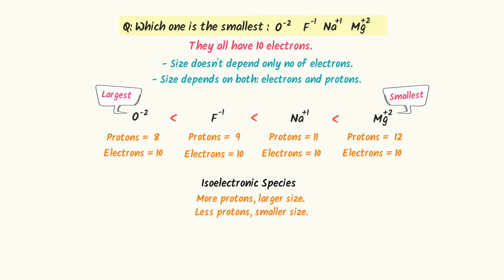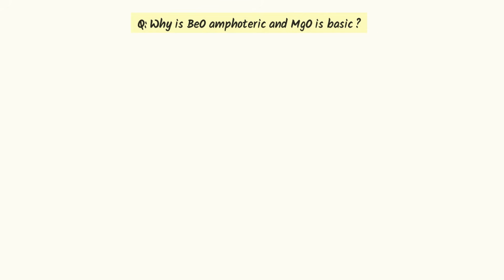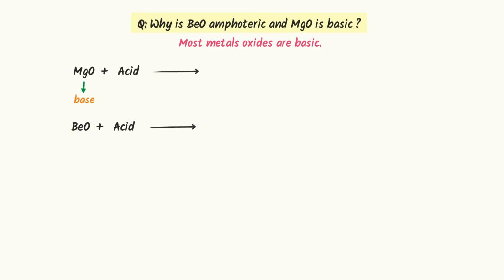Now that we have understood the fourth question, let us come to the fifth and final question. And this one is about something very unusual. Why is beryllium oxide amphoteric while magnesium oxide is only basic? We know that most metal oxides are basic. For example, magnesium oxide reacts with acids and acts as a base. This is the normal behavior of a metal oxide. But beryllium oxide is different. Beryllium oxide reacts with both acids and bases.